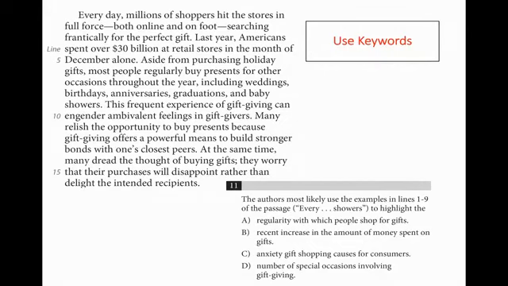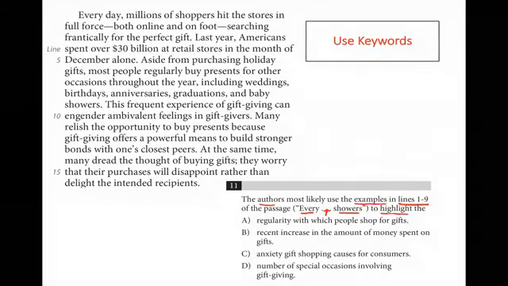But either one works. In this case, however, I have a real bonus. They've actually given me the exact lines I need to focus on, lines 1 through 9. And they've given me the exact words I can start and end at, right? Every to showers. So somehow what I'm looking for should be somewhere in between here, or that's at least where I want to focus. Now, they're really asking, why do the authors use the examples in lines 1 through 9 to highlight something?